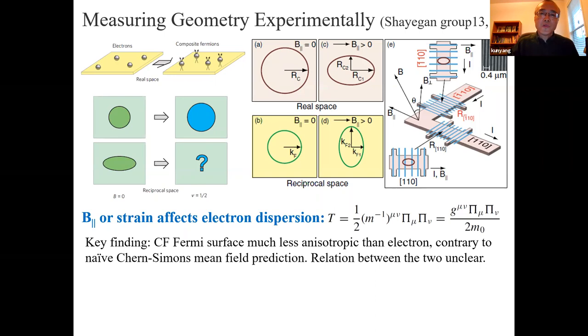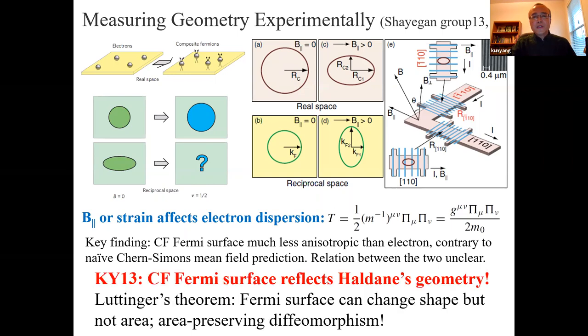And in fact, there were indeed published predictions that these two should have the same Fermi surface shape, or at least the same anisotropy. So the first result I'm going to show on the next slide is that, first of all, qualitatively or conceptually, the composite fermion Fermi surface is a direct reflection of Haldane's geometry. And this is satisfying in the following sense.